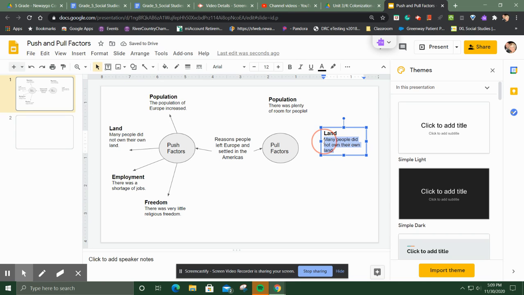Land, okay? In Europe, many people did not own their own land because there were so many people, there wasn't enough land to own. But in the New World, besides the Native Americans who were there, there was no one else on that land. So there was the opportunity to own land.